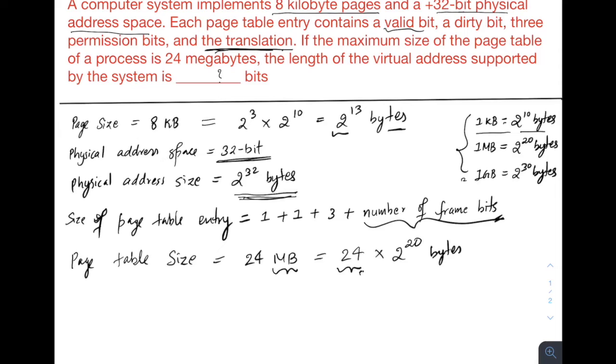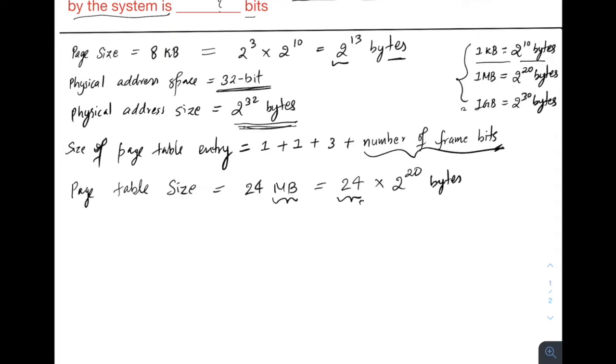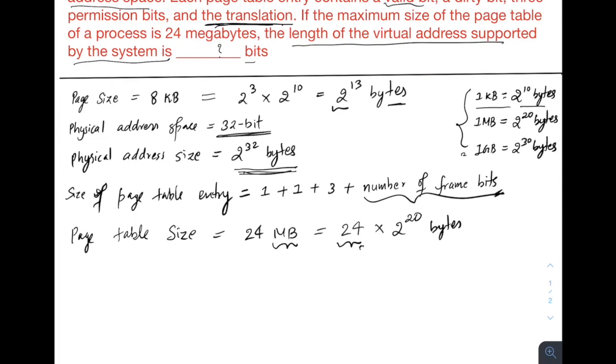Now see, you have got all the information. Now you have to see what the question wants, what you have to give the solution for. You have to find the length of the virtual address supported by the system. So basically you have to give how many bits are required to store all the virtual address spaces in the system. That's the question. There are some formulas, but you do not need to remember them. You have to think about how virtual address space is related to page number and page size, and find some relation between them.